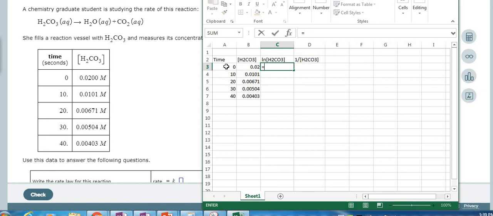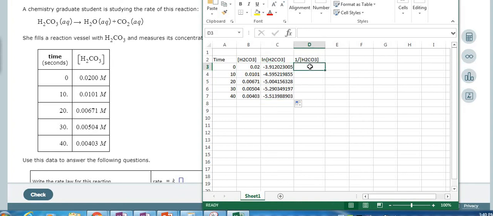Okay, so now I want to create a formula in Excel. You always start a formula in Excel with equals, and this is going to equal ln, the natural log, of what number? I'm just going to click on that cell right there, and that is going to give me that natural log. I'm just going to drag that formula on down, and so now I have the natural log for each time point and those concentrations.